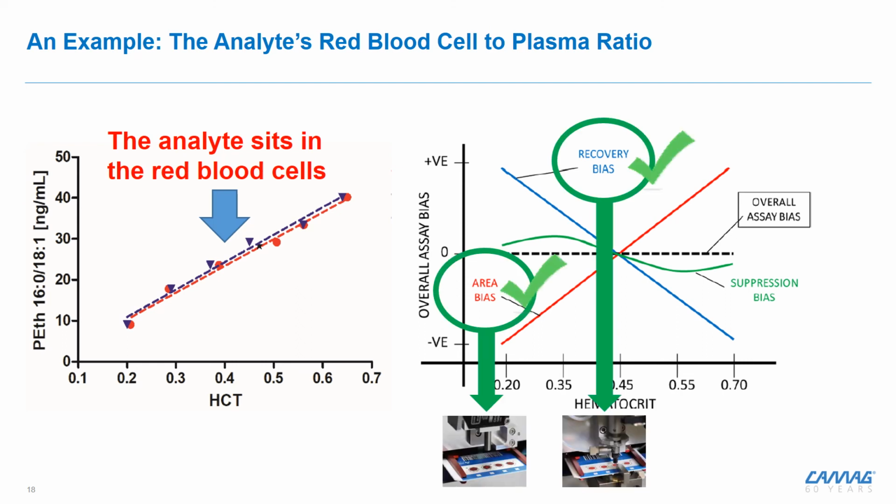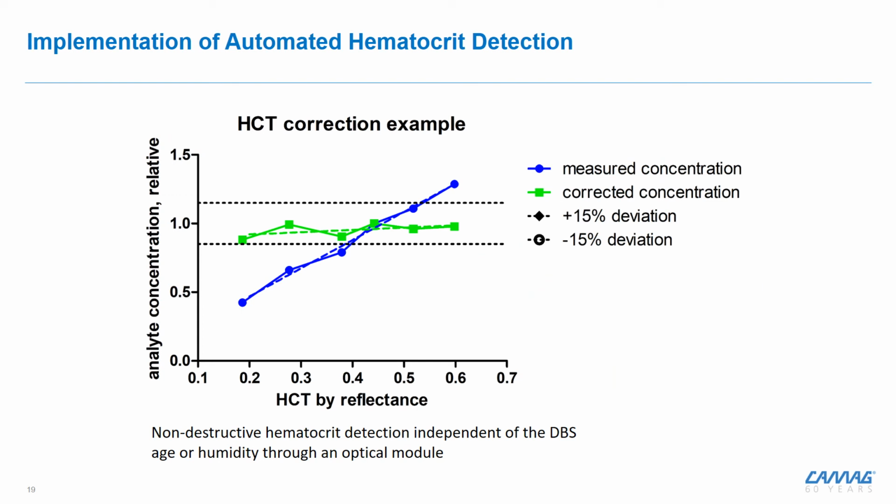This can be addressed by the two modules I explained previously. By integrating the hematocrit scanner, we can nullify the area bias with an algorithm, and by integrating the internal standard sprayer, we can nullify the recovery bias directly within the analysis process when we take the ratio of the internal standard to the sample signal. So if we now integrate those two modules into our measurement, we can see that the blue line can be corrected to the green line, presenting a much more robust analysis, which is independent of the sample hematocrit value.